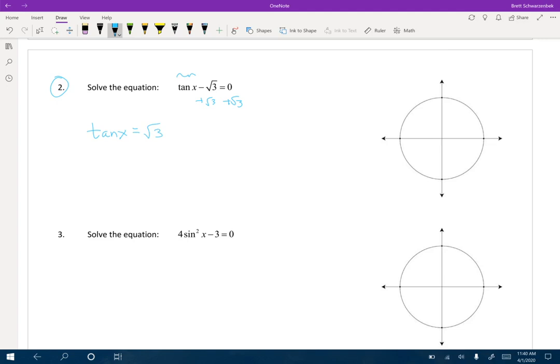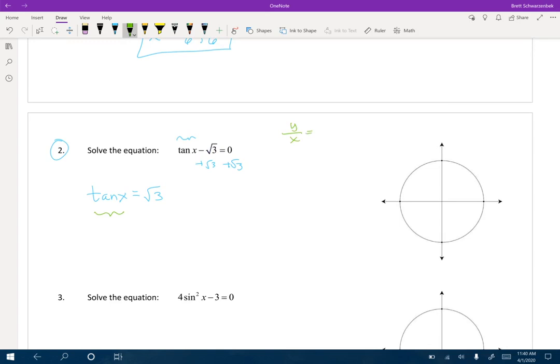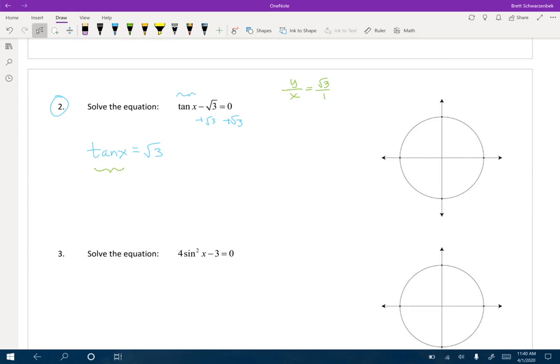Now, the hard part is realizing that we somehow have to find the tangent, which is y over x, so that it's root 3. Now, we need y over x to be root 3, or in other words, root 3 over 1. So hopefully by now, based on your understanding of inverse trig functions, you realize that that is the same as root 3 over 2 and 1 over 2. So that means our coordinate is x is 1/2 and y is root 3 over 2, which occurs in the pi over 3 family.